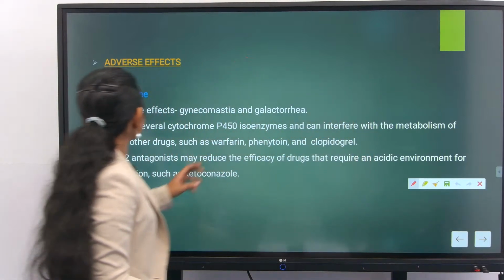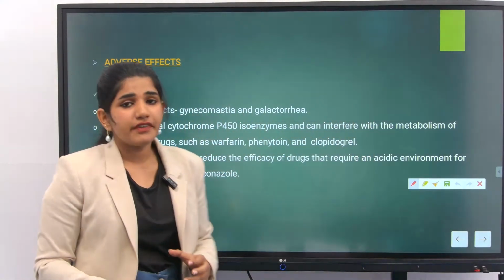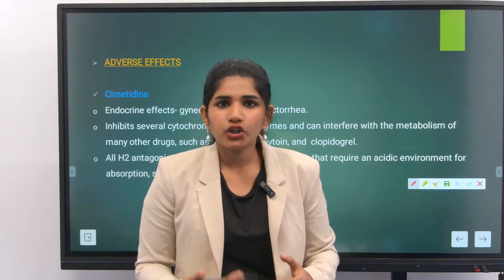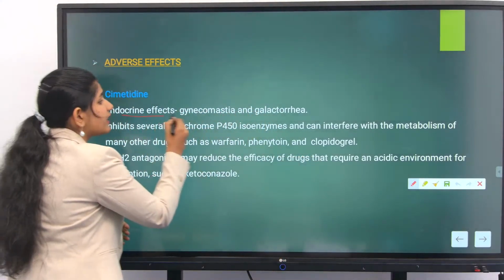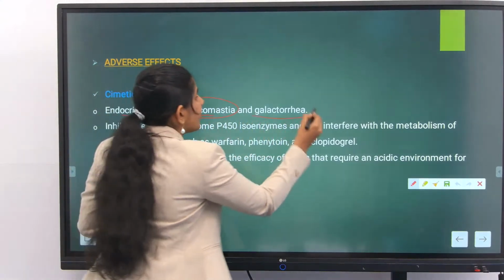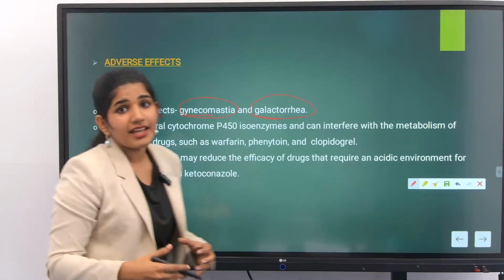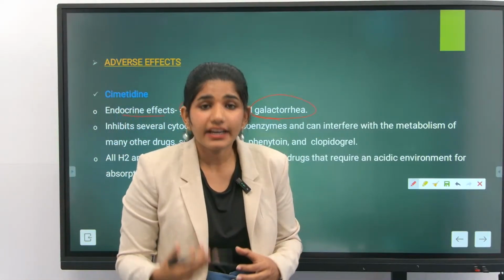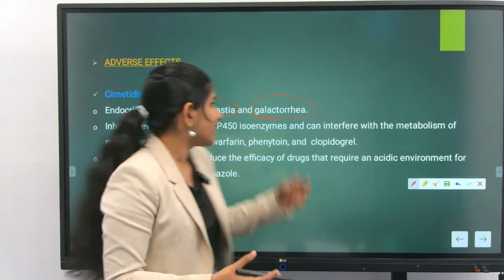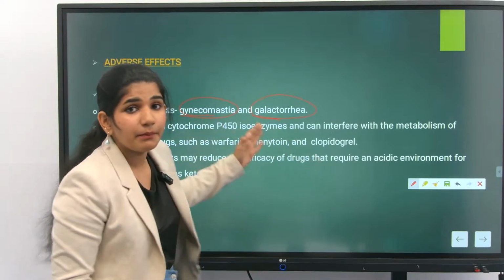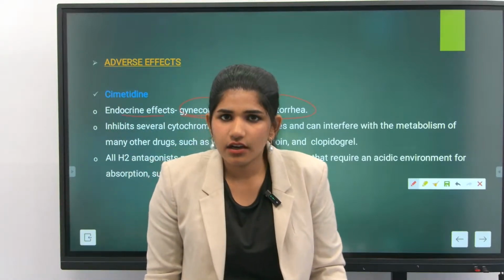Okay, next are the adverse effects. Cimetidine is an H2 antihistamine. What are its adverse effects? The endocrine effects are gynecomastia and galactorrhea. Gynecomastia is the enlargement of the breast, and galactorrhea is the leakage of milk from the breast. So these can be adverse effects of cimetidine.